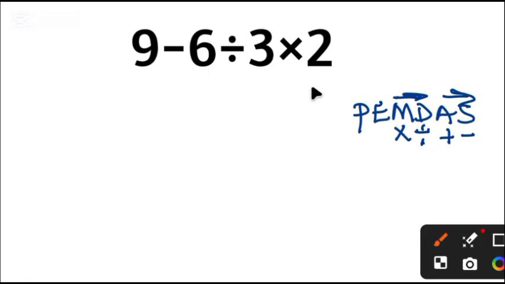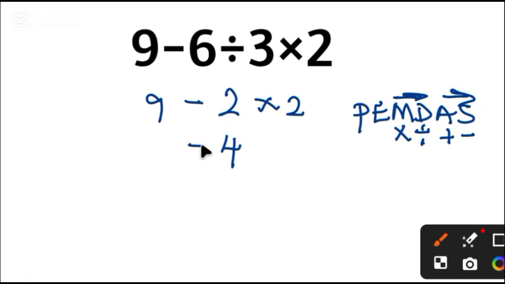According to this equation, we will do this division first because we evaluate from left to right. After that, we are doing the multiplication, and after we do the multiplication, we are going to do the subtraction. So let's begin. 6 divided by 3 will give us 2. You bring down this subtraction sign, you bring down the 9, you bring down this multiplication, and you bring down the 2. 2 multiplied by 2 will give us 4.